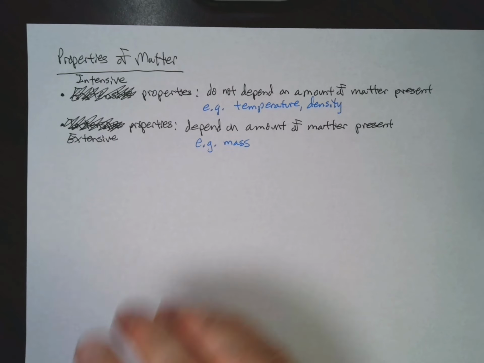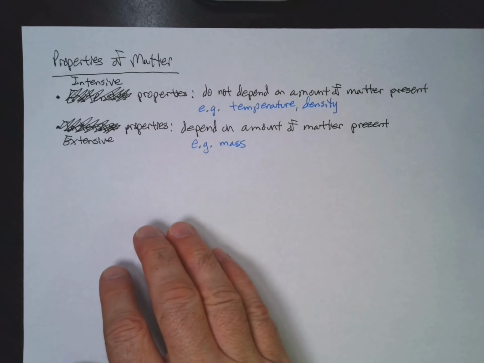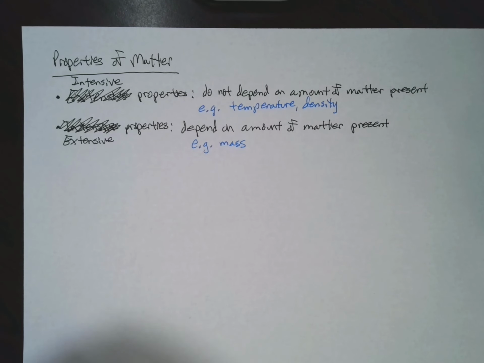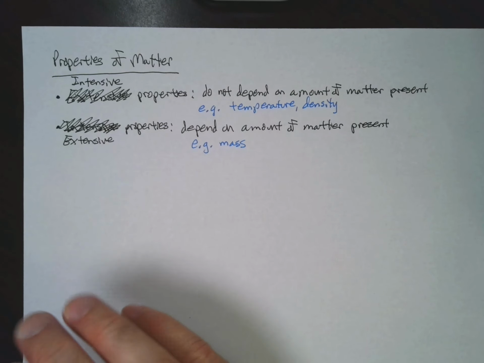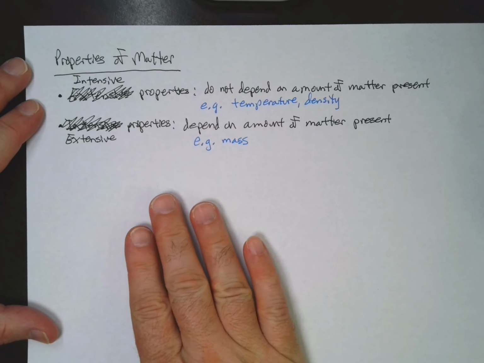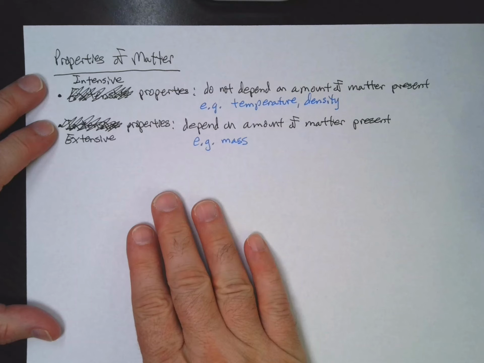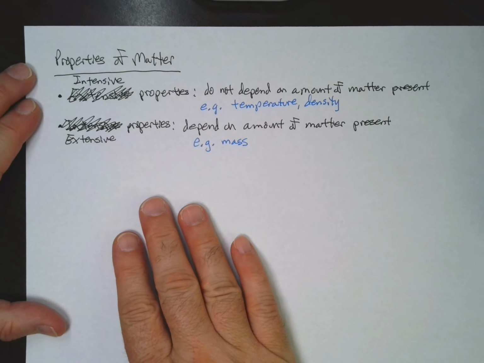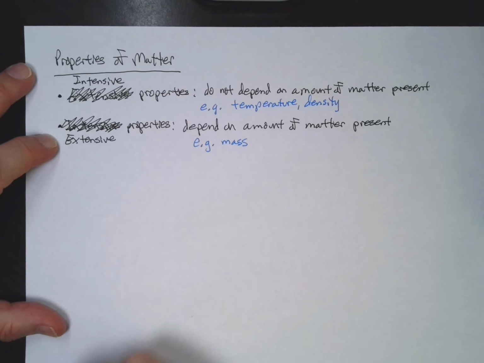So, I do apologize for that mix-up there. Obviously, you can see that some of these concepts, they're easy to get mixed up. So just work on that and understand the difference between these two. Intensive does not depend on the amount of matter present. Extensive does depend on the amount of matter present.